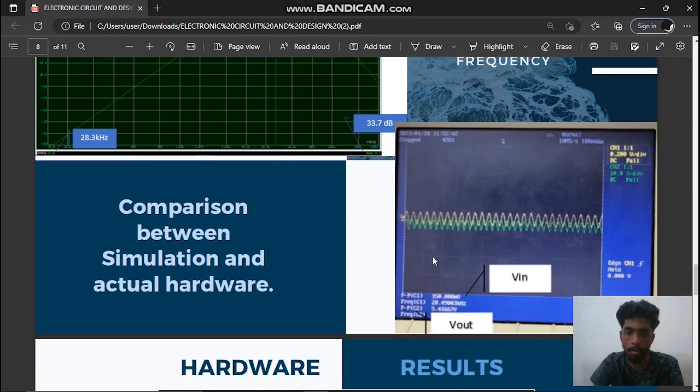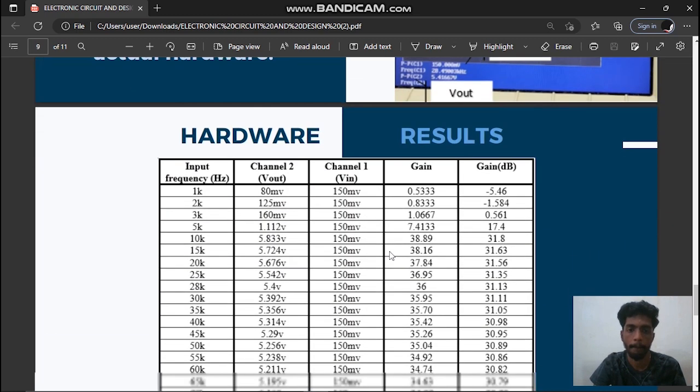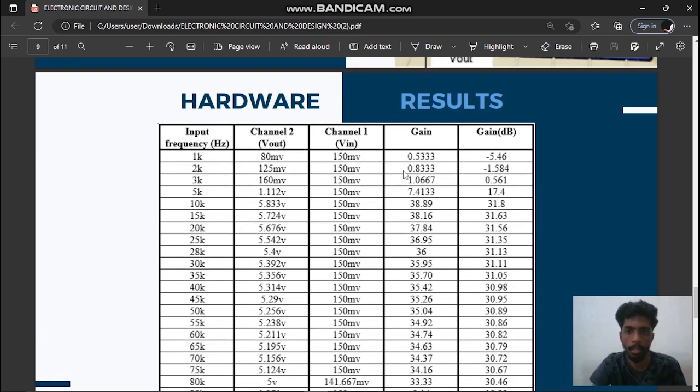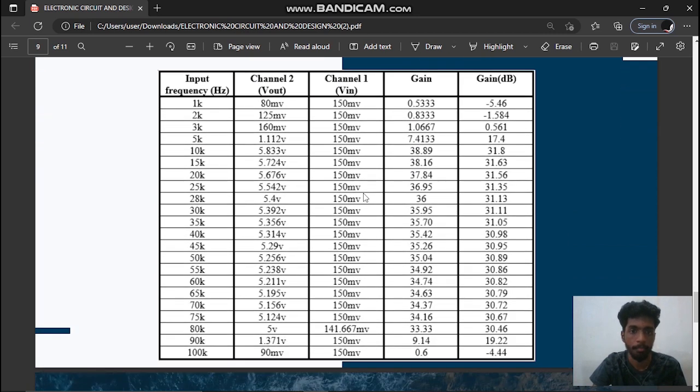And this is the result we obtained for the actual hardware for the center frequency, which is 21.49, where we set Vin to 150 millivolt and obtained Vout as 5.416 volt. These are the hardware results from the oscilloscope. For 10 kilohertz, the Vout was 5.833 and our Vin was 150 millivolt.